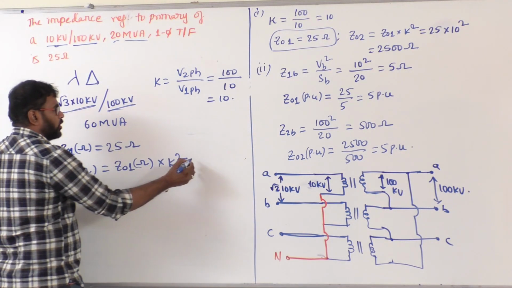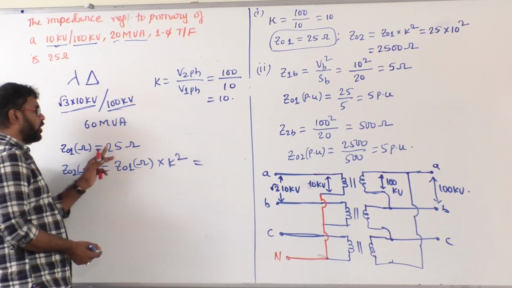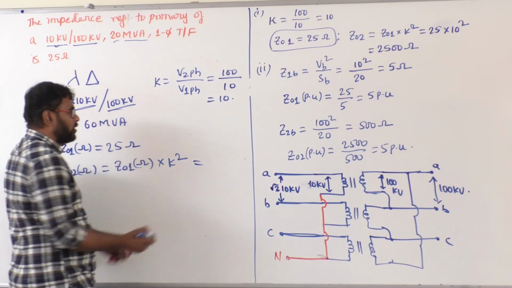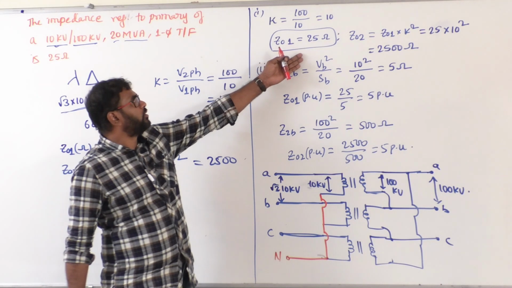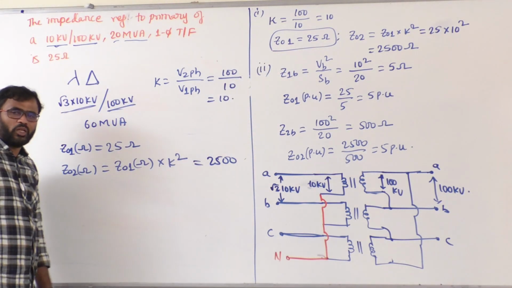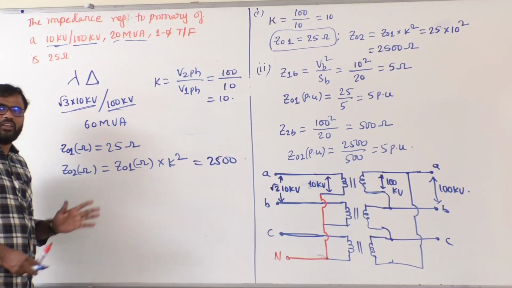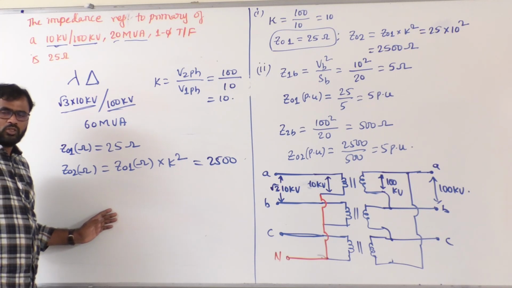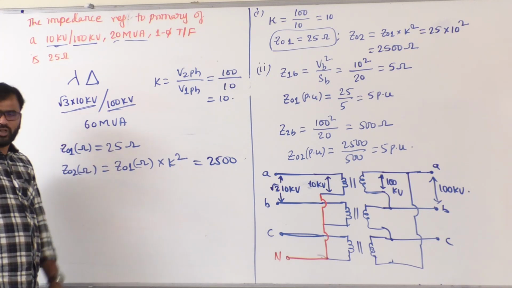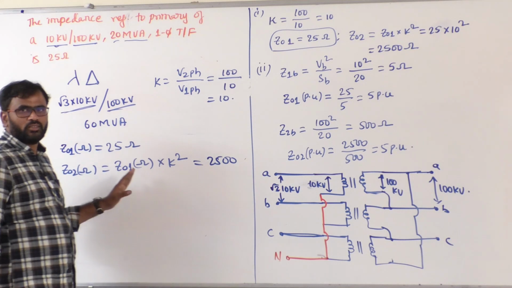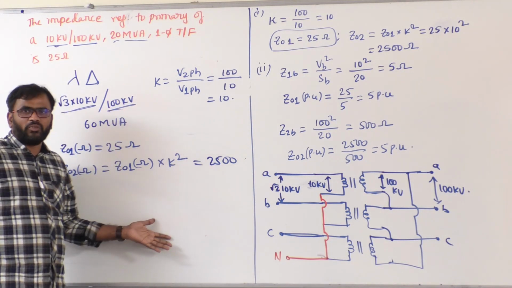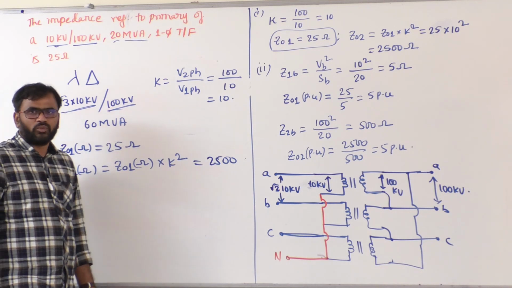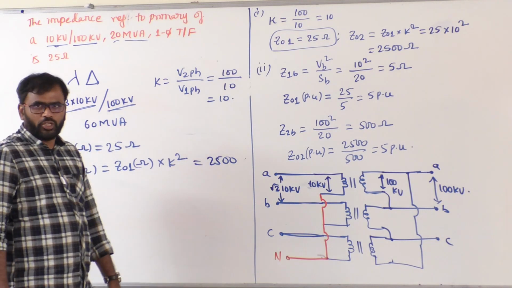So what about Z02? 25 into 10 square, which is 2500, just similar to the value we got earlier. So what I can say is, if you convert a single phase transformer to a three phase transformer, the actual impedance in the primary of the single phase and the actual impedance in the primary of the three phase remain the same. That's not going to change.